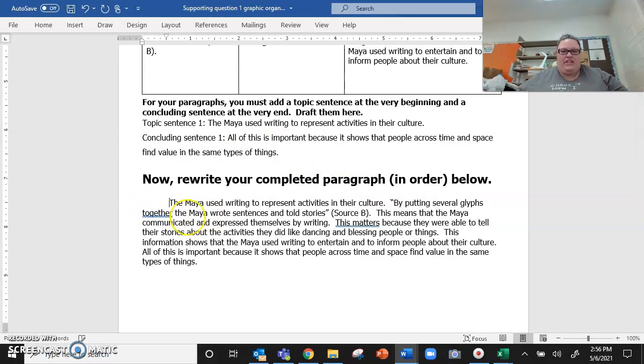The Maya used writing to represent activities in their culture. By putting several glyphs together, the Maya wrote sentences and told stories. This means that the Maya communicated and expressed themselves by writing. This matters because they were able to tell their stories about the activities they did, like dancing and blessing people or things. This information shows that the Maya used writing to entertain and to inform people about their culture. All of this is important because it shows that people across time and space find value in the same types of things.